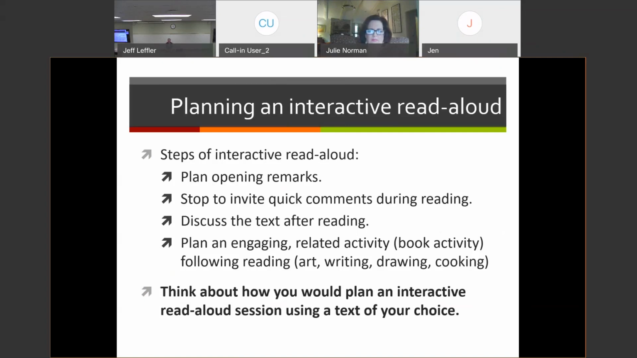So I want you to think for a minute. Is there a favorite book that you read with your kids?